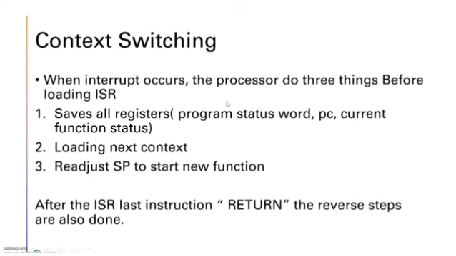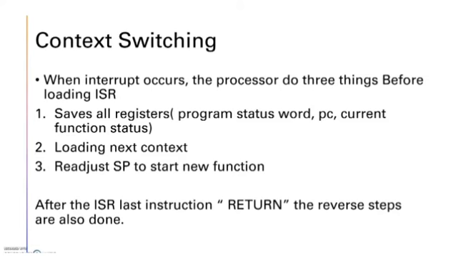Next we are going to see the next topic, which is context switching. Context switching means whatever we have discussed about the saving of the current program status, this process of saving and restoring the data of the current program which the processor was executing is called context switching.